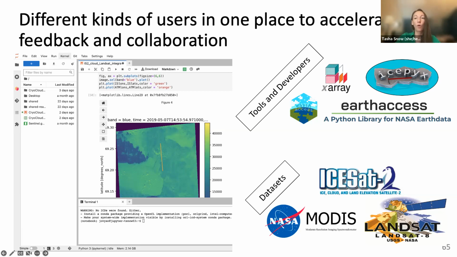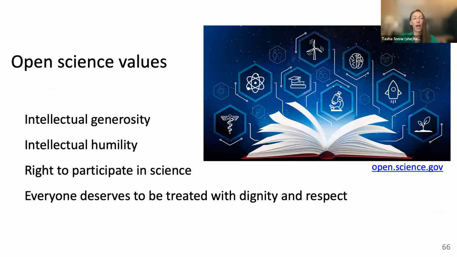So now, looking forward from this kind of cloud infrastructure that we have now and new ways of collaborating and communicating during our computing, what I really want to promote and leave you with are a few open science values that make this work really reach its full potential. Those values include intellectual generosity, intellectual humility, the right to participate in science, and that everyone deserves to be treated with dignity and respect. So I'll go through those really briefly.